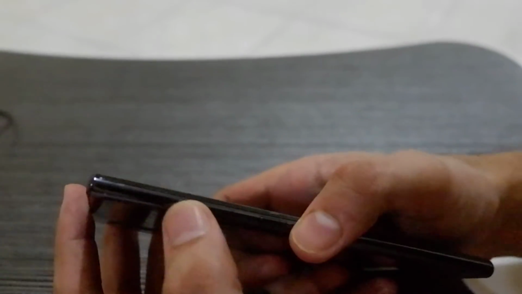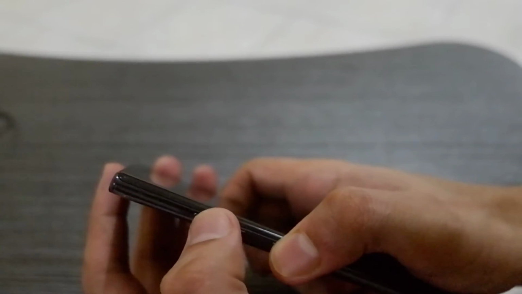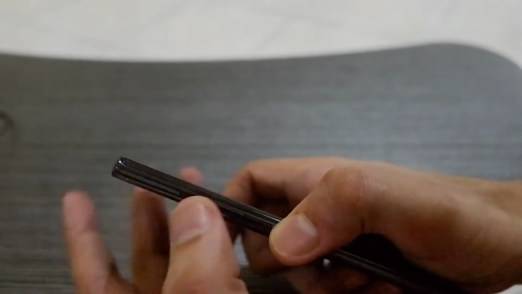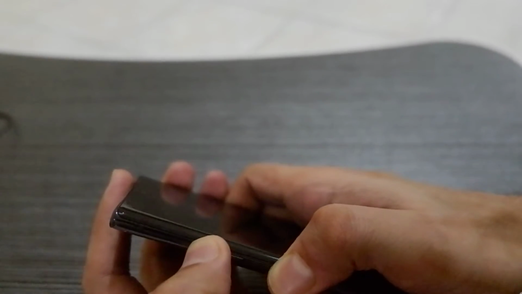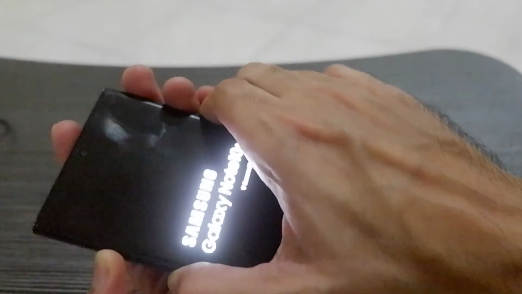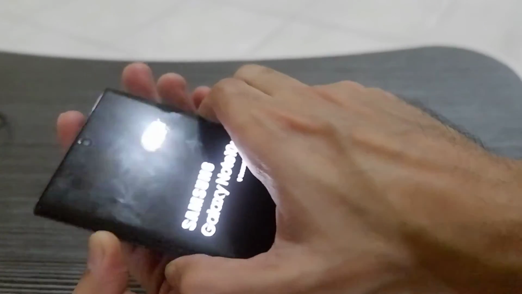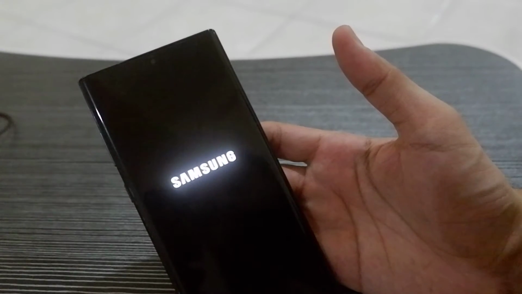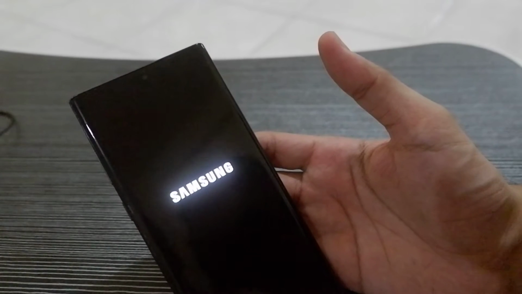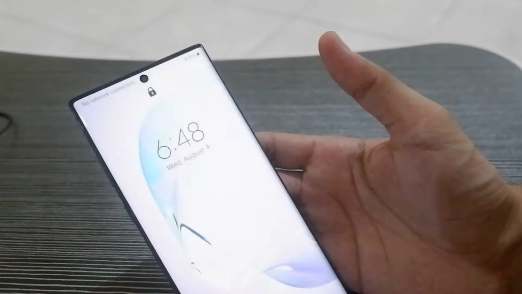So let's just try to hard reset. Power off, then press the volume up button together with power, and just wait. So it's just like that, it cannot be working. No idea why it cannot be hard reset, but you can factory reset it.